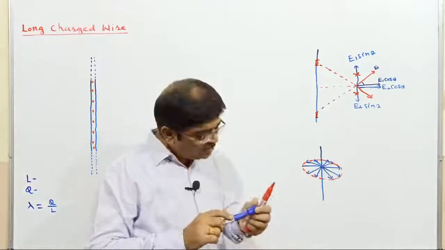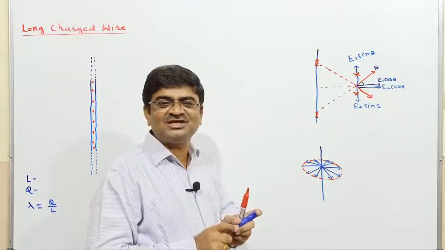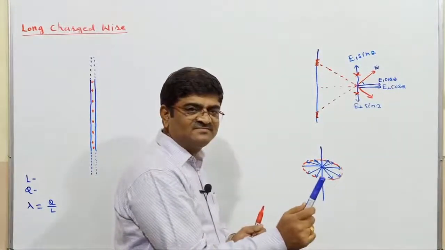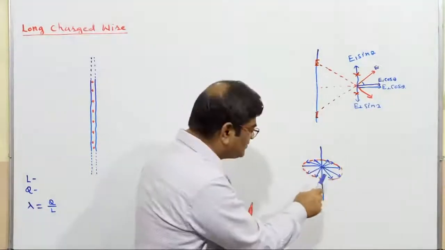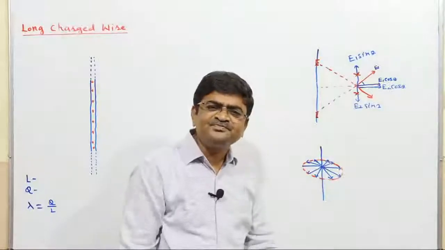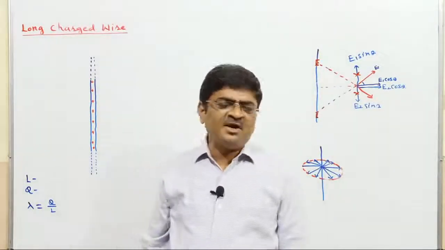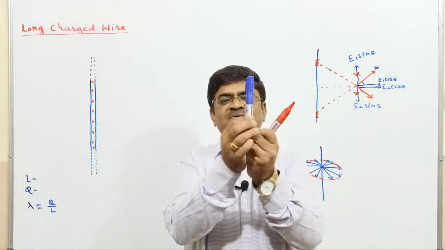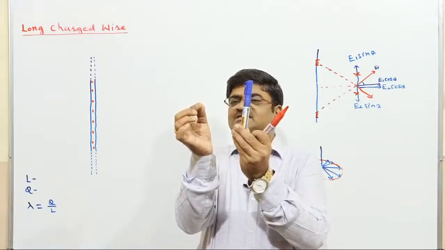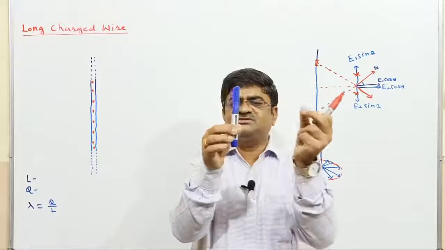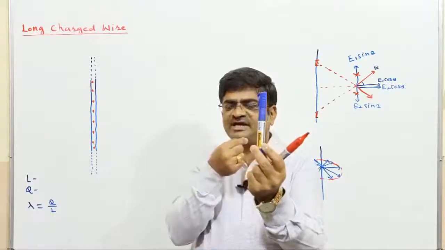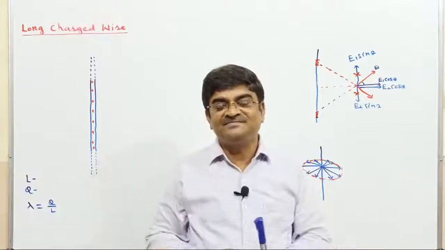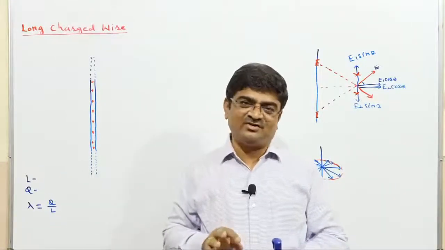Now one more thing which this discussion suggests is, if I go at any equal distance, in any direction, from this wire, definitely the magnitude of electric intensity is going to be the same. So from this wire, some distance x this side, some distance x this side, some distance x this side, some distance x this side, the magnitude of electric intensity is going to be one and the same. Only the direction is going to differ.